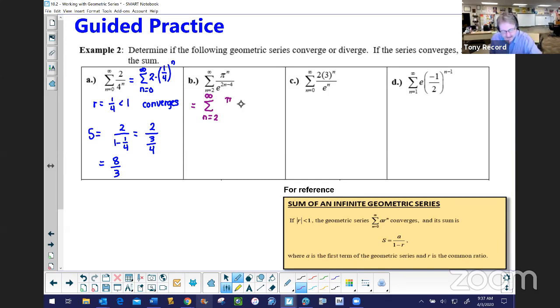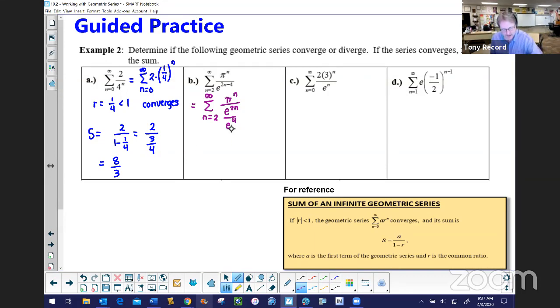Pi to the n stays in the numerator. And for this denominator, I'm going to call this e to the 2n. And then since I have a -4 there, what I could do is think about this as a division problem, right? I could divide that denominator e to the 2n by an e to the 4. Okay, again, I'm just using that subtraction of exponents rule in reverse. When you divide like bases, you subtract exponents.